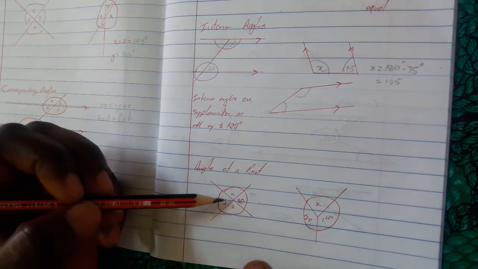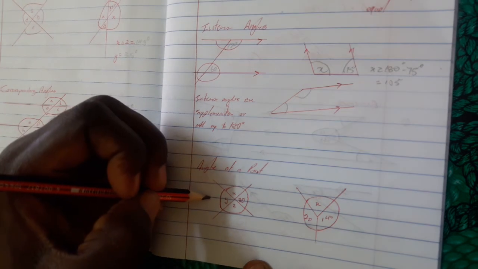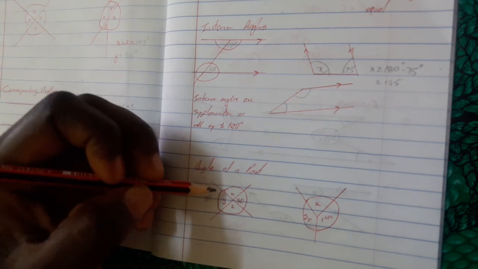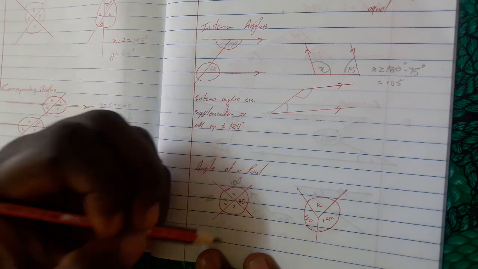So here, this one is 80. So the next side, vertically opposite angles are equal. Over here has to be 80. This is a straight line, so up here has to be 100 to add up to 180.